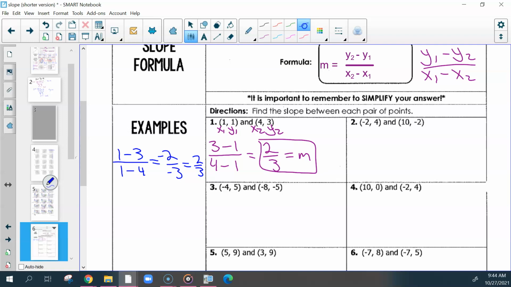So in number 2, we're actually going to see that. Number 2, same thing, label them: x1, y1, x2, y2.